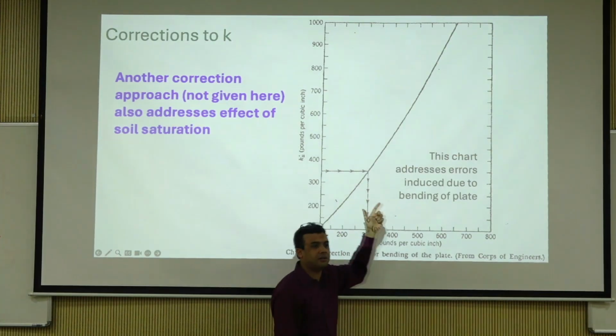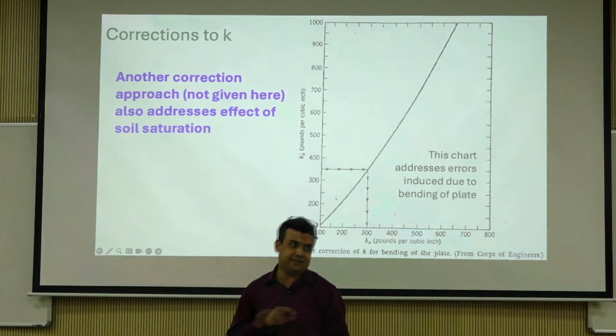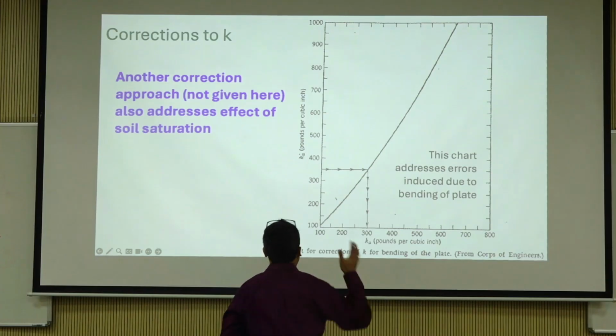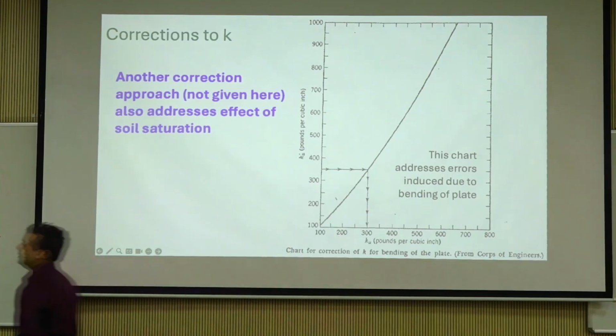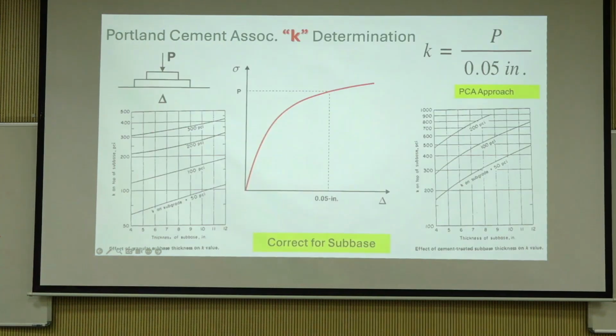Where did this curve come from? Empirical, right? This is all based on experience, all based on data. But that's the kind of correction they do. They have another correction for saturation. We're not going to spend a lot of time on it because you're not going to use it as much.